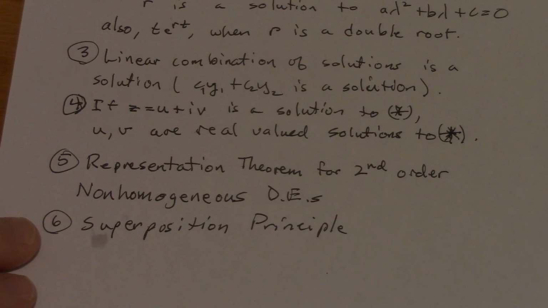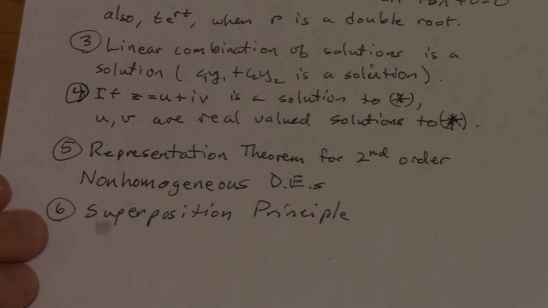And the last one is the superposition principle, and I'll state what that says. It says that if y1 of t is a solution to a y double prime plus b y prime plus c y equals f of t, and y2 is a solution to a y double prime plus b y prime plus c y equals g of t, then y1 plus y2 is a solution to a y double prime plus b y prime plus c y equals f of t plus g of t.